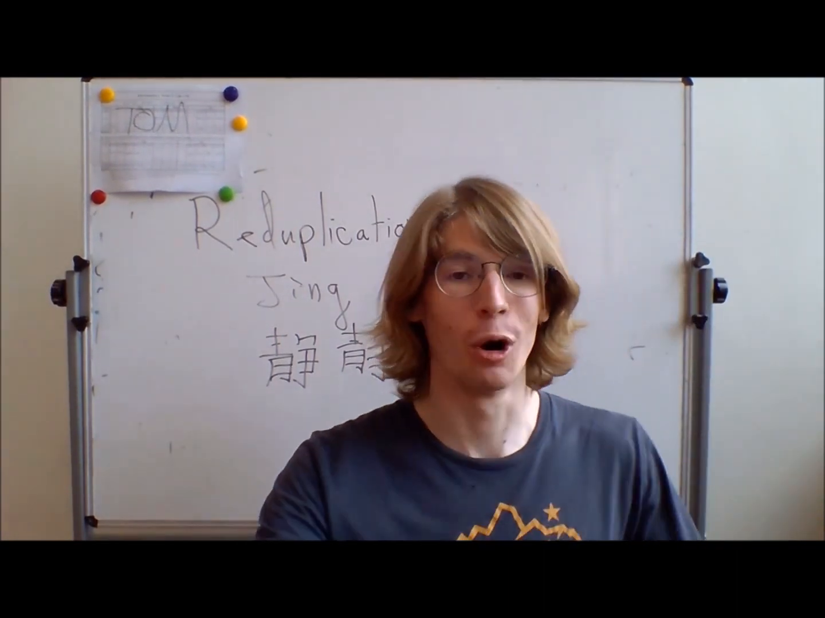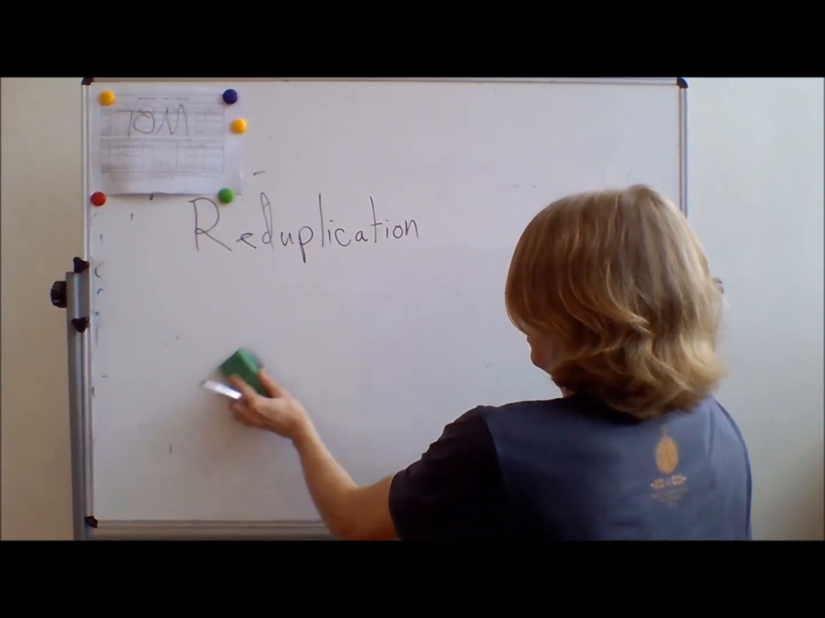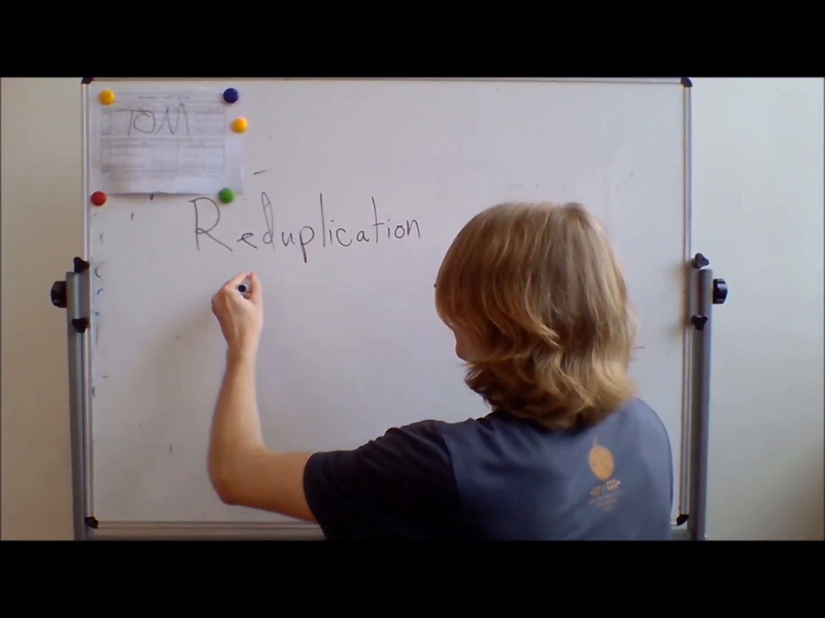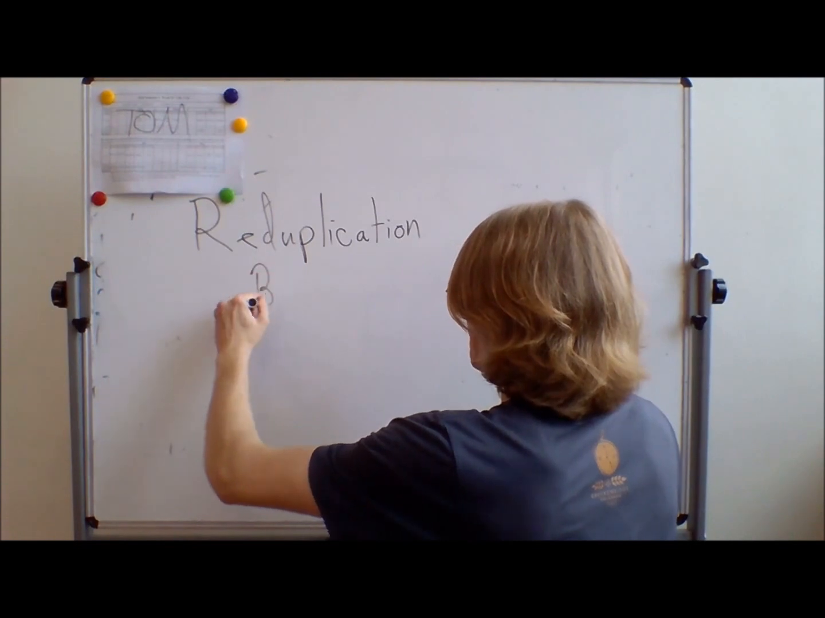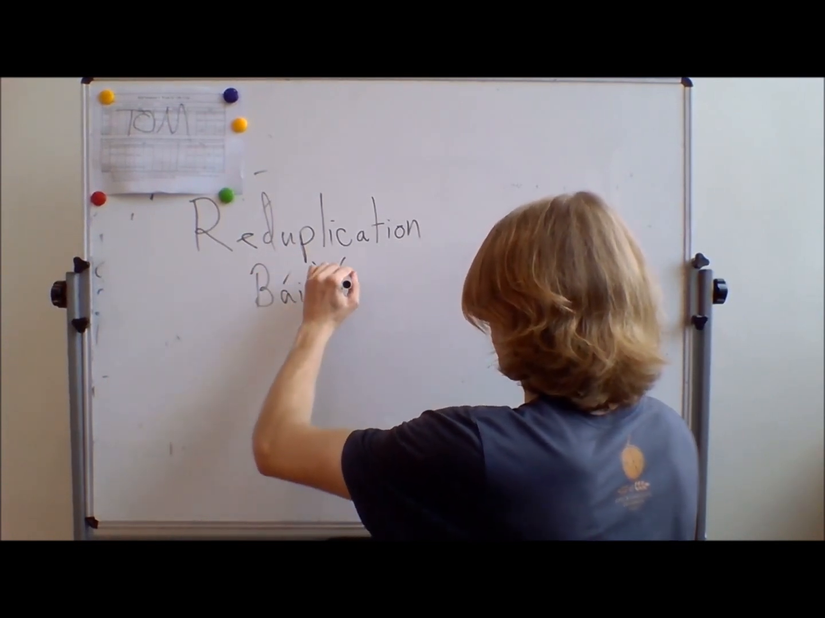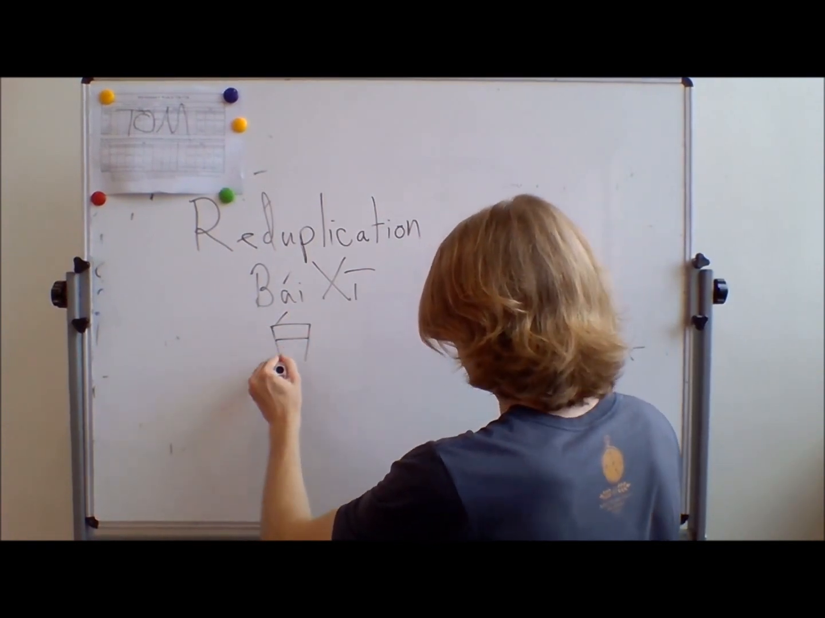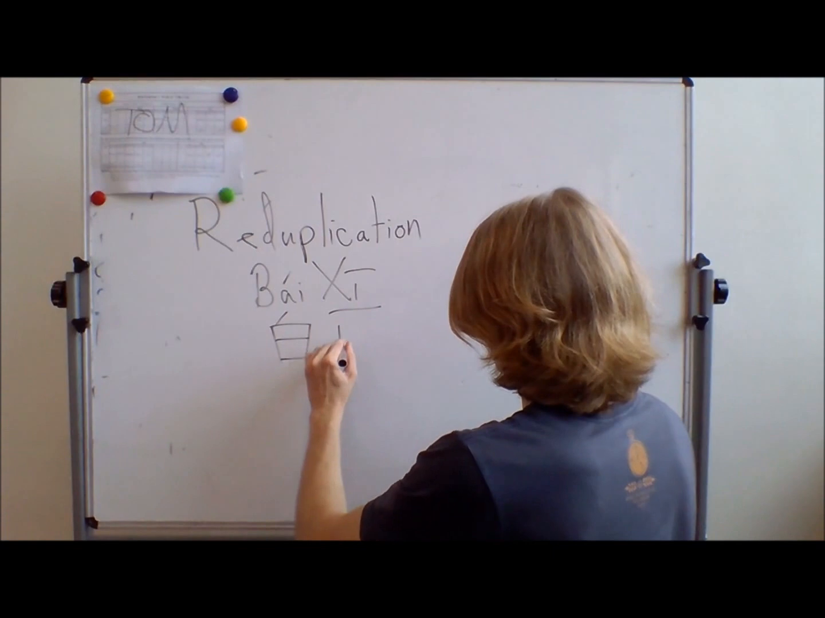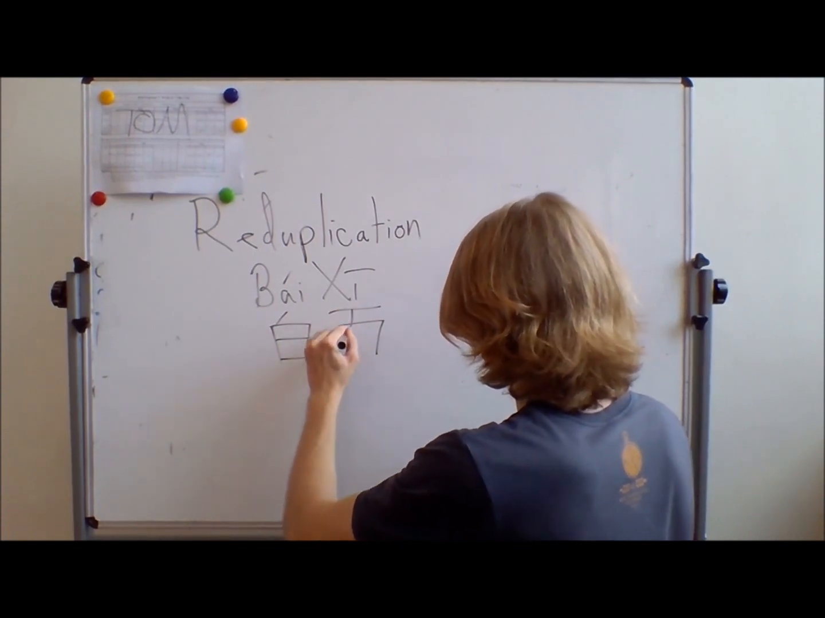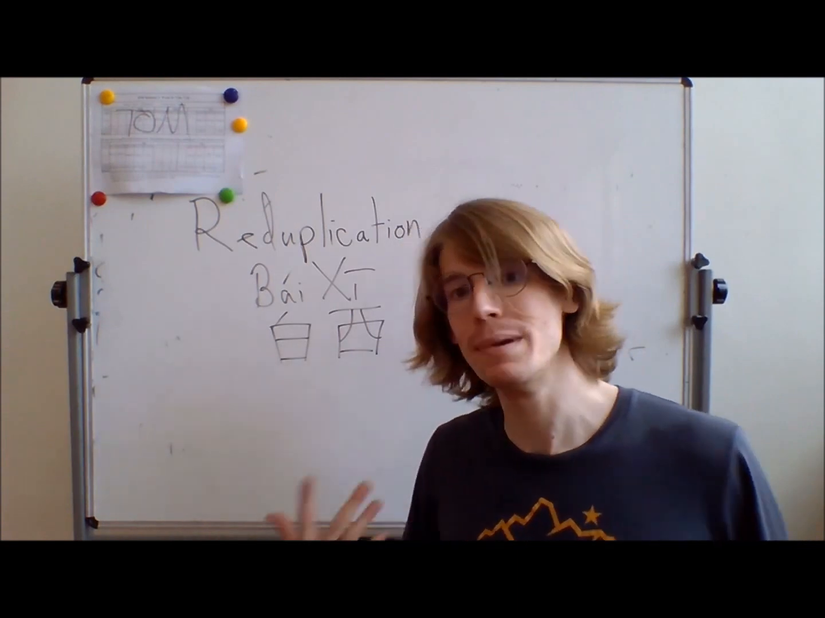Okay, and so my name in Chinese. Let's take a look at my name in Chinese. My name in Chinese is this. Bai Shi. Okay. Easy to write. Bai Shi. And what is the meaning of Bai Shi?